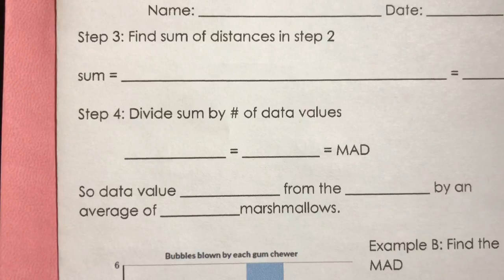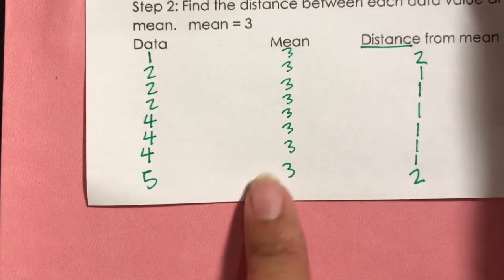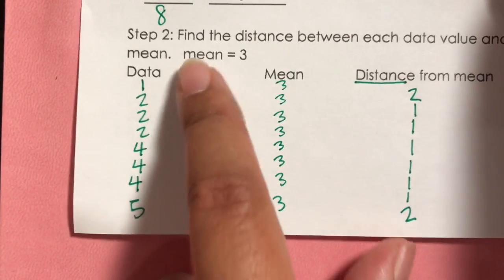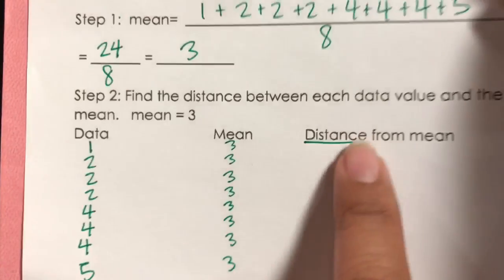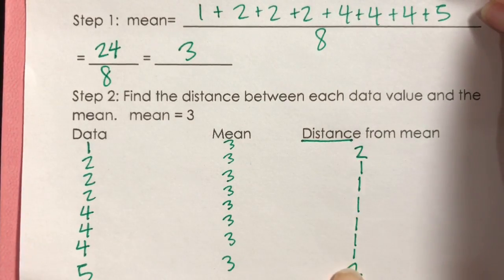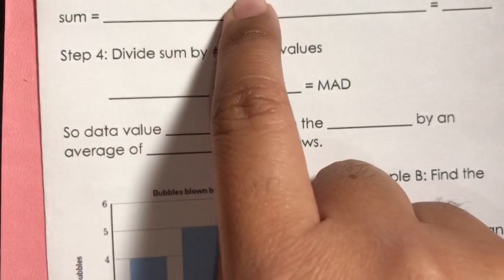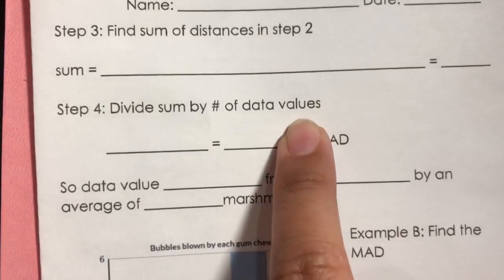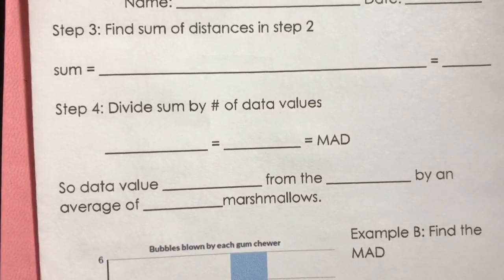So we were working on a word problem, and step 2, which is back here, we had to find the distance between each data value and the mean. And since we know the mean is 3 and we found the distances, these are all our distances. Now for step 3, all we need to do is find the sum of distances in step 2. Okay, so we just need to add up all of our distances.